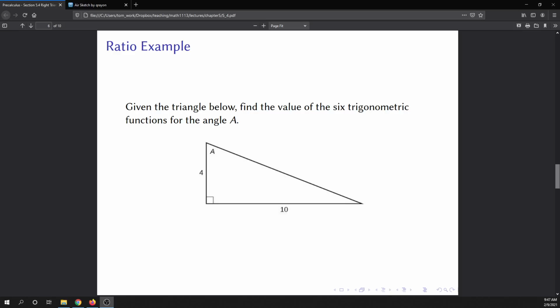All right, in this video, we are going to walk through finding the 6 trigonometric functions of an angle using a right triangle. So it says, given the triangle below, find the value of the 6 trigonometric functions for the angle A. All right, so the angle A is up here.